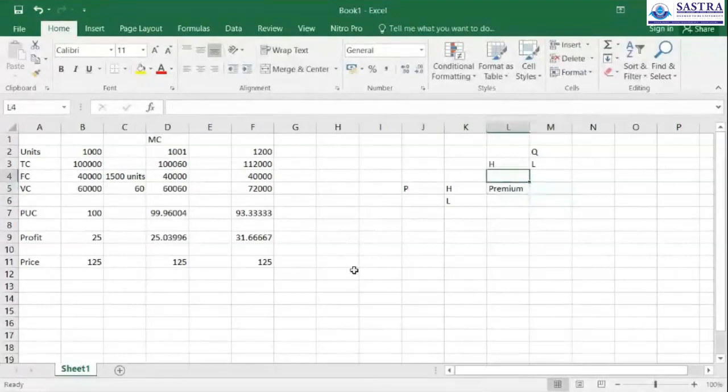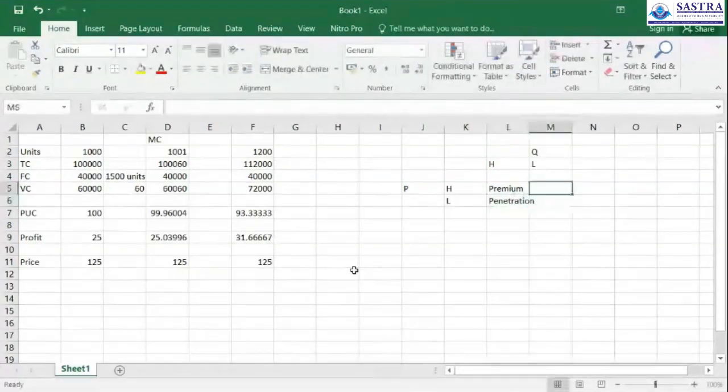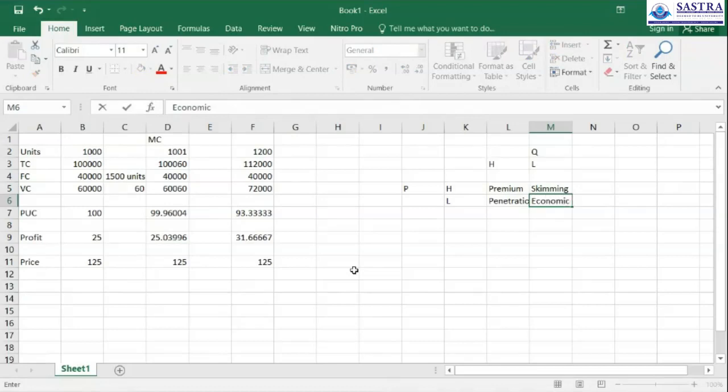High quality products available at a low price we call penetration pricing. Low quality products sold in the market at a high price we call skimming pricing, extracting as much profit as can be extracted from the market. Low quality, low price products we call economic pricing. These are the four different pricing strategies.